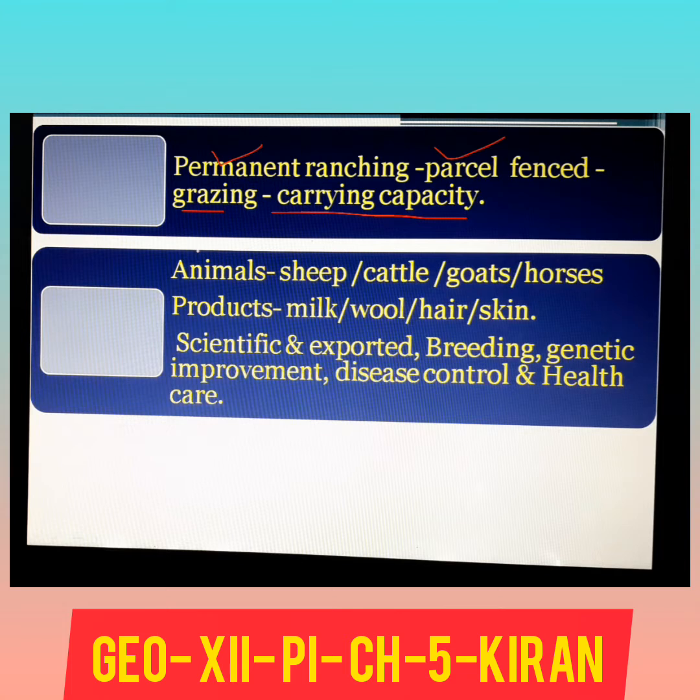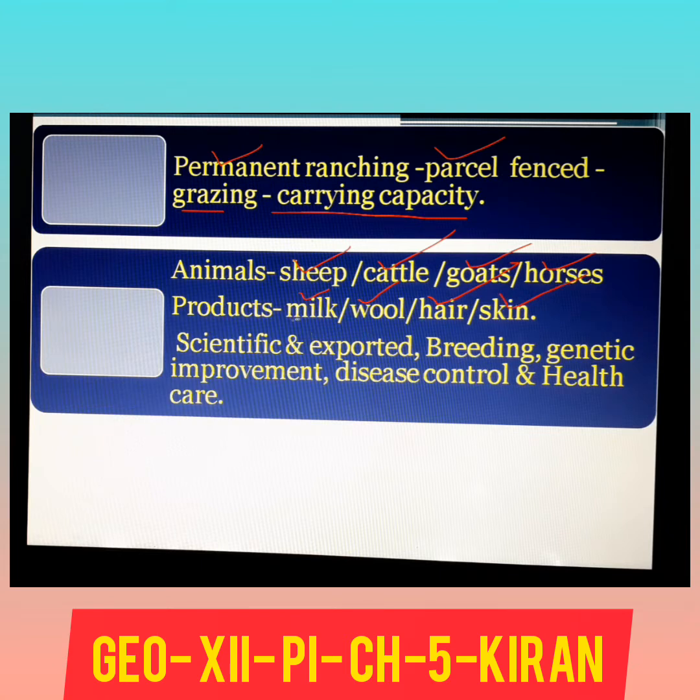Now, the animals which are generally reared are sheep, cattle, goats, horses, and many other animals depending on the geographical locations. So, with the help of this commercial livestock rearing, animal-based raw materials and different animal products are available for industrial and commercial purposes, which may include milk, wool, hair, skin, and others.